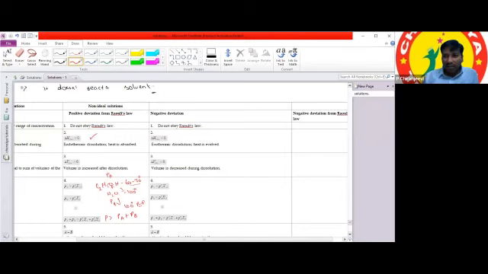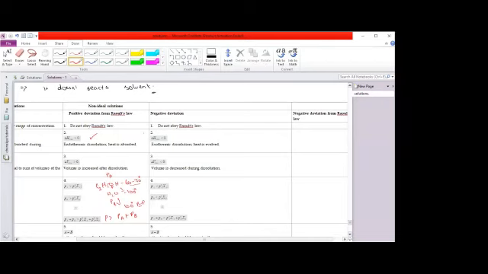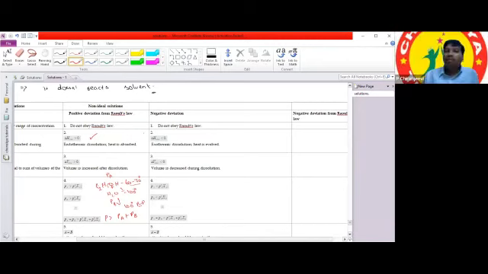Aditi, what is meant by endothermic? Something that needs energy or absorbs heat in. Endothermic is nothing but heat absorbing. Here only it is clearly there.